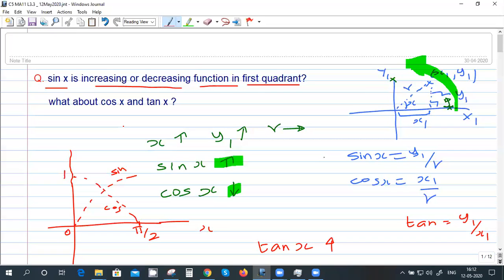The plot of tan will look like this in the same plot. At pi by 2 it will become infinity. Because tan is y1 by x1, right? As you go closer here, the value of x1 is very small, and y1 is close to r. So r divided by a very small quantity is going to shoot up.